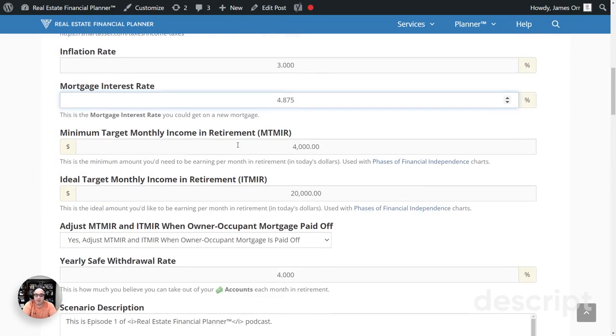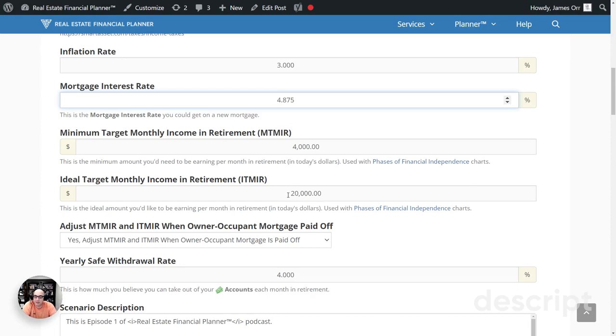Minimum target monthly income in retirement, the MTMIR. In this case, Andrea is making $48,000 a year, about $4,000 a month. So her minimum target monthly income in retirement is going to be that same $4,000 a month. We really want to get to the point where the amount of money she has coming in replaces the income she is earning from that accounting job. And so we've set her minimum target monthly income in retirement to $4,000 right there. And then we've set her ideal monthly income in retirement to $20,000. This is sort of like her living her ideal lifestyle. And honestly, it's probably a little bit high, so you can adjust that.